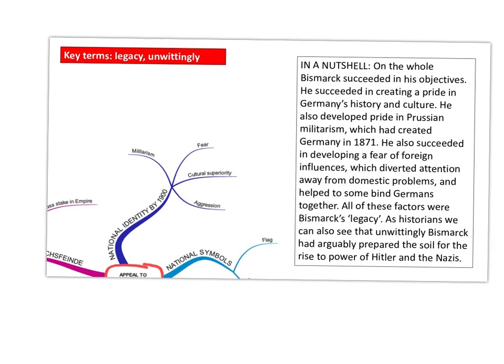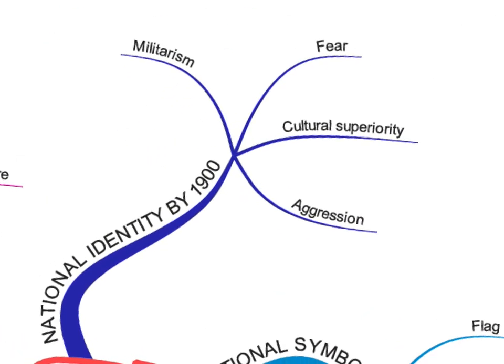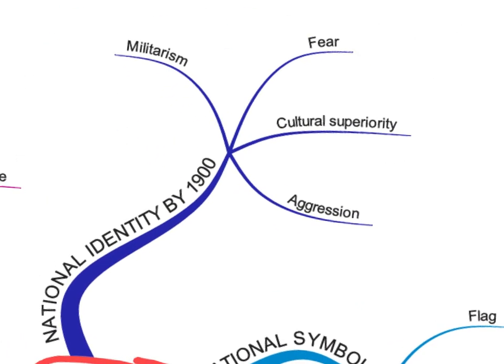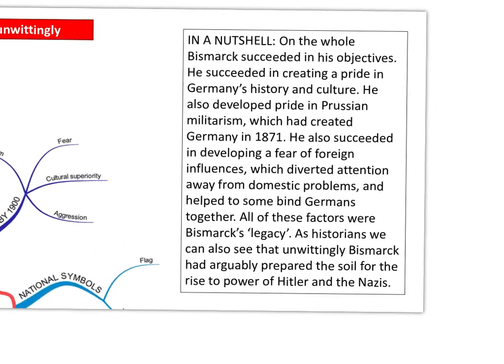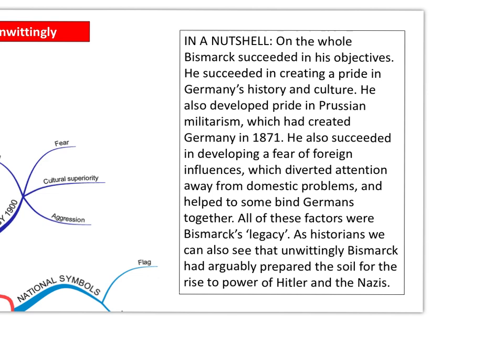So the final strand looks at what national identity was like by the year 1900. Again, just pause the video and have a quick read. It asks the question: how successful was Bismarck? Now, in spite of what I've just said about the increasing fracturing of society, there is a counter-argument that on the whole, Bismarck did succeed in his objectives.